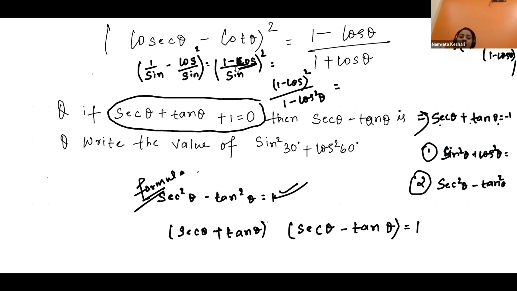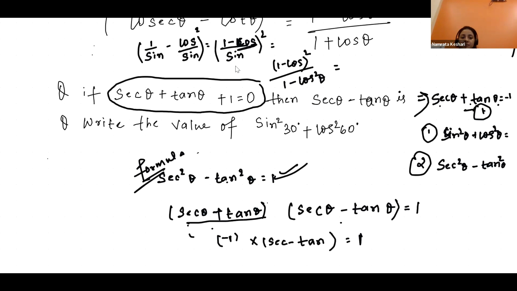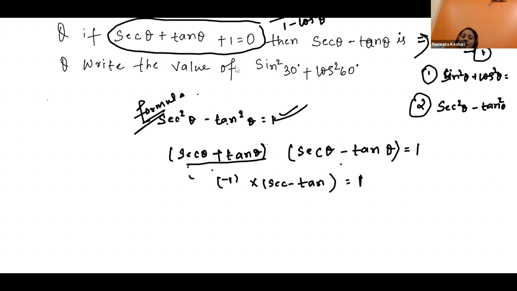Okay, now we can extend the formula like this, and in place of sec theta plus tan theta, we can write minus 1, taken from the equation. And this one, sec theta minus tan theta, we will keep like this, and from here we will get the value of sec theta minus tan theta. Are you getting it? Yes, ma'am. Sec theta minus tan theta will be just 1 by minus 1, that means negative 1. Is it clear to all of you?